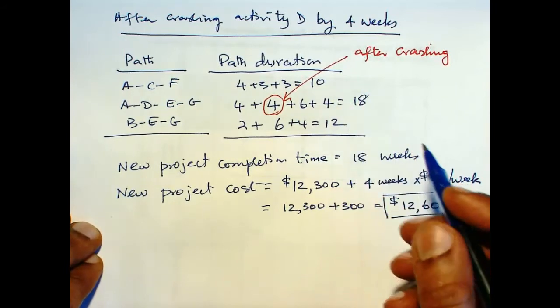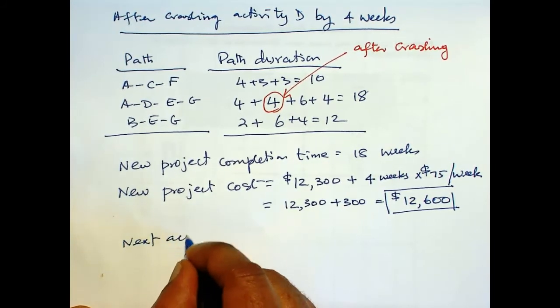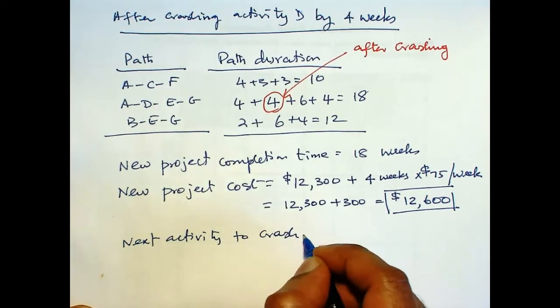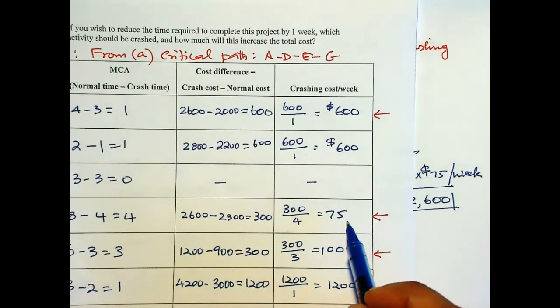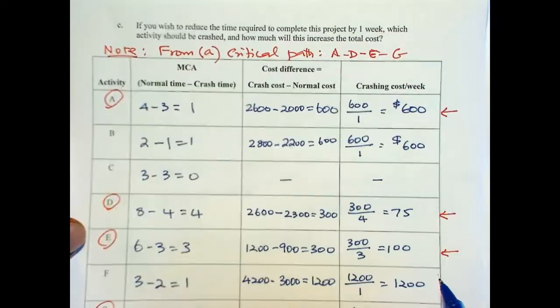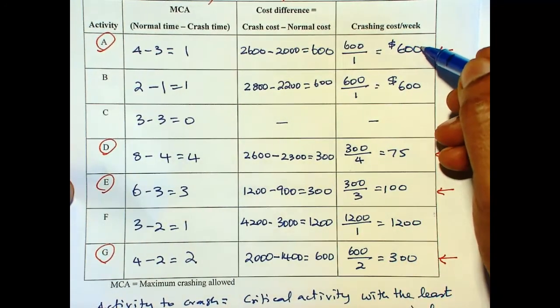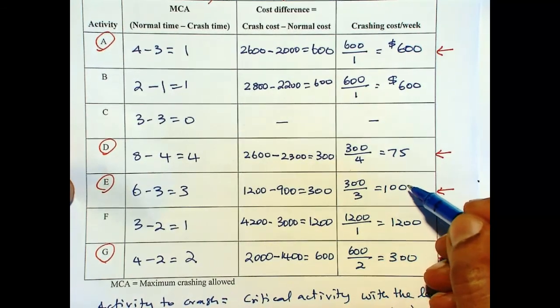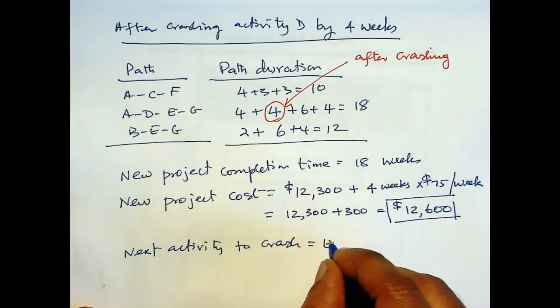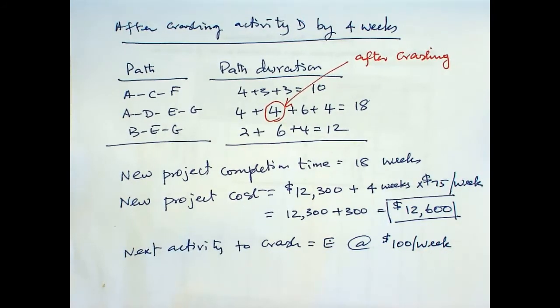If we want to crash some more, then we have to repeat this process. The next activity to crash will be what? Going back here, D is already crashed all the way, so D cannot be crashed anymore. Our critical path is still A, D, E, G. Now the choice is between A, E, and G. D is no longer available. Between A, E, and G, E has the smallest cost. So the next activity to crash is E at $100 per week. And we can keep going through this process until we run out of activities that can be crashed, or if we have reached the goal that we wanted to reach.